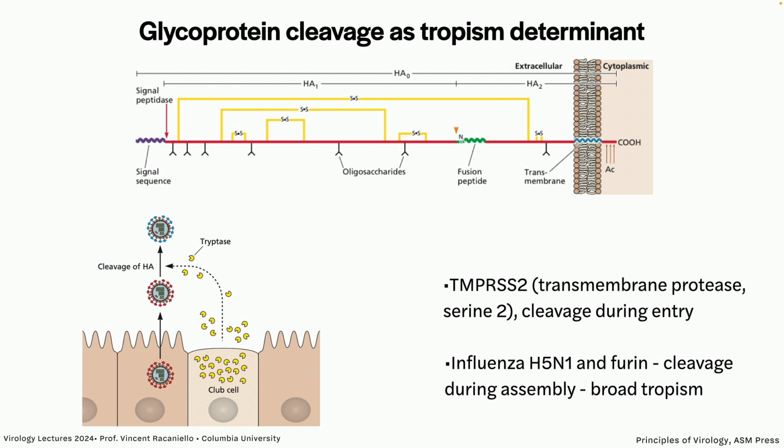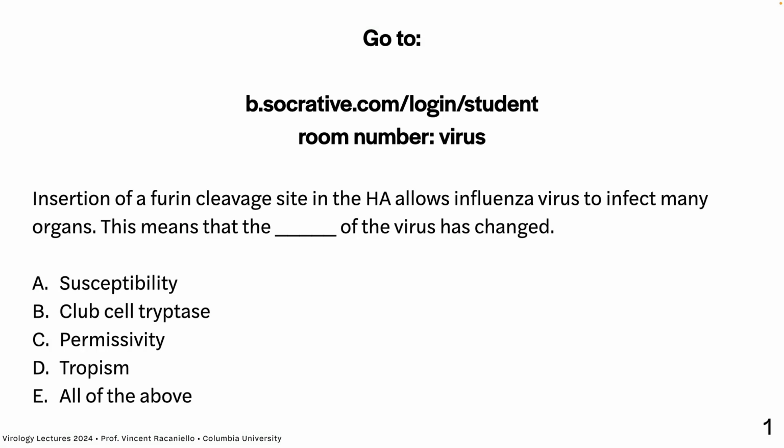TMPRSS2 is another determinant of cleavage. This is the cell surface protease that cleaves SARS-CoV-2 spike protein on the surface of cells. It liberates two parts of the spike protein and allows the fusion protein to be exposed, and the fusion can then occur at the cell surface. So two examples of proteases that can modulate tropism. Many others, of course, but those are good examples that have been well studied.